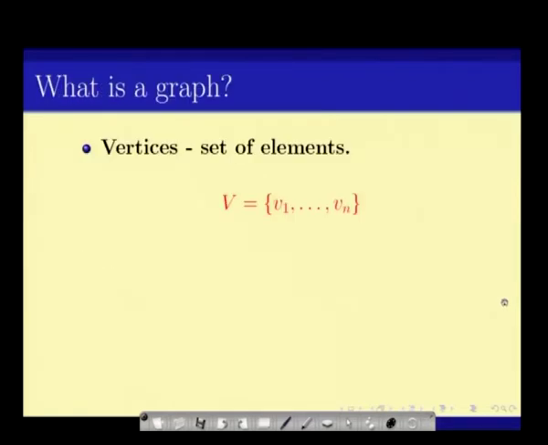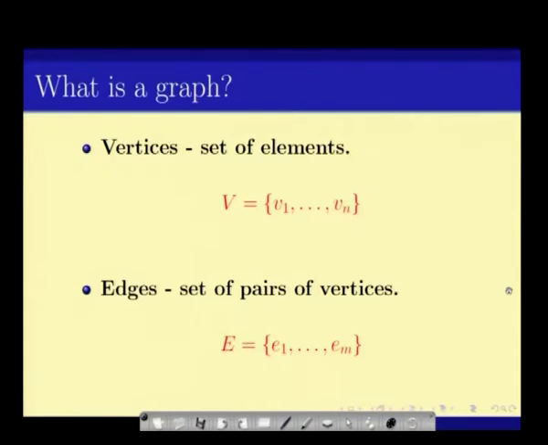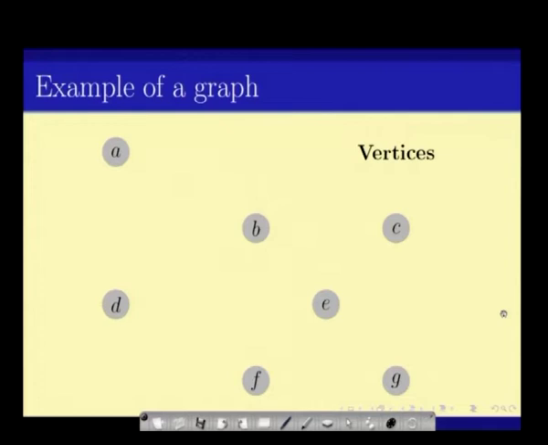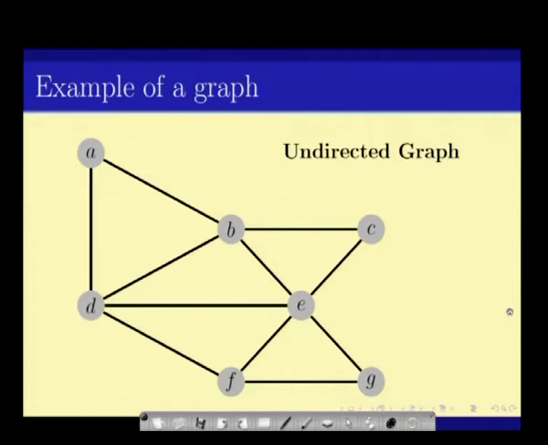To start with, we work with a graph where we have been given n vertices, v1 to vn, and we have been given edges, which are pairs of vertices, e1 to em. Here is an example. We have these vertices drawn in the plane. Each vertex is represented by a node or a circular object with a label on it, and the edges are basically pairs of vertices. So, we represent it by drawing a line between two nodes, like a line between A and B represents the edge AB in this graph.